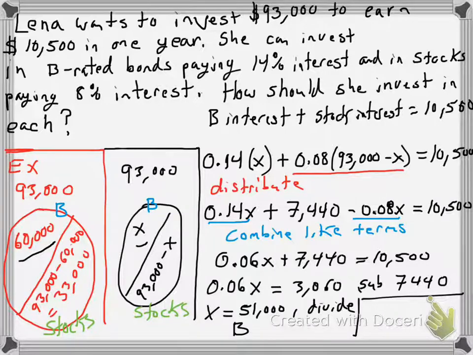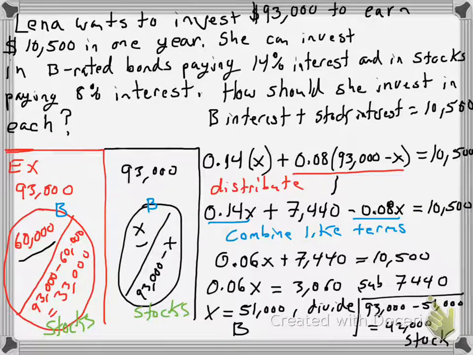How much should I put in the stocks? Well, I have to take that 51,000 away from the 93,000. So 93,000 minus 51,000 equals 42,000, and that's in our stocks.